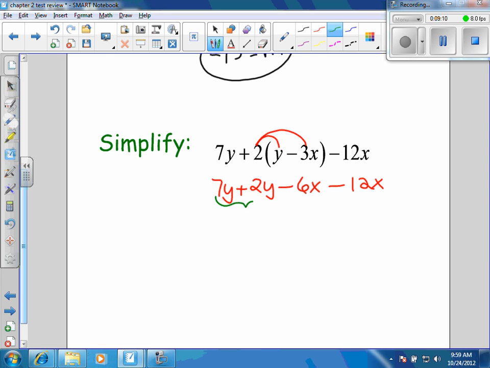Okay, so these are next to each other, so that's nice and easy. 9y. And then I put together negative 6x minus 12x. Right, so it's like a -6, take away 12. Exactly. Negative or subtract 18x. Good job. Okay? So there's simplifies on the test.